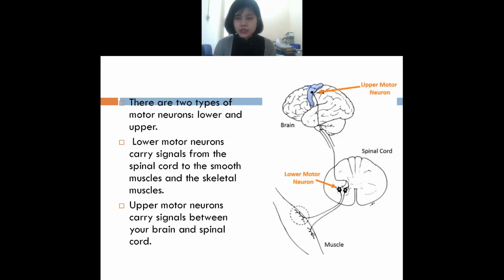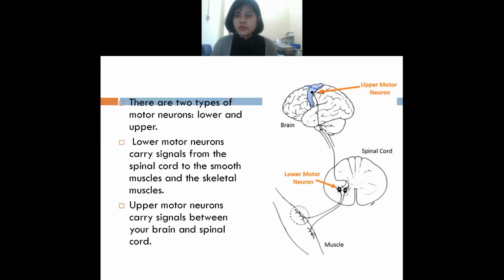Skeletal muscle means which you can control. Say for example, you can raise your hand, you can lift your hands, I mean you can do any physical activities with the help of the skeletal muscle. So the lower motor neurons play an important part in the smooth muscle as well as the skeletal muscle. And in the lower motor neurons, they will send signal to the spinal cord so that they will perform their function properly.